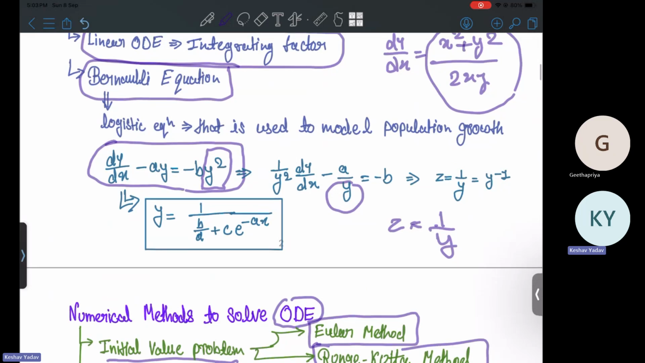This Bernoulli equation can also be converted into a linear ODE by some substitution, z equal to 1 upon y, whatever the term will come here. Suppose here y to the power n. So what we will do, we will assume z equal to y to the power 1 minus n. Okay, so this will be my z.